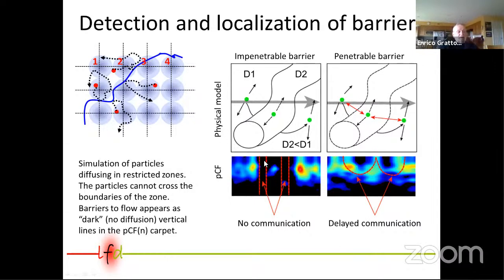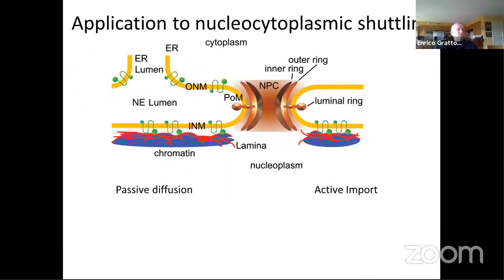So the rule is very simple. If I see a black connection between 2 points, that means there is never a particle going from one side to the other. And that means no communication. If I have a delayed communication, that means that I'm reaching the same point, but after some time. Okay, so I will talk more in detail about the nuclear pore complex and so on. But let us see for this very simple experiment how we'll do so. The nuclear pore complex is the following thing. So there is a structure.